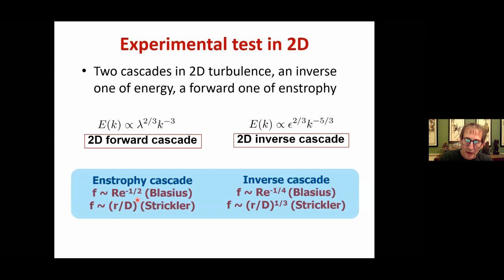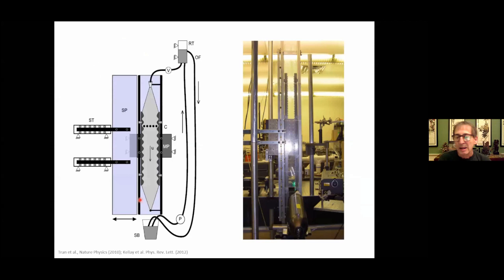And we actually tested it by doing a conformal mapping and doing simulations of 2D turbulence that way. But we also did it in an experiment. So here's the experiment. How do you take fluids and make them two-dimensional? Well, what you do is you take a soap film suspended between nylon wires, as shown here.